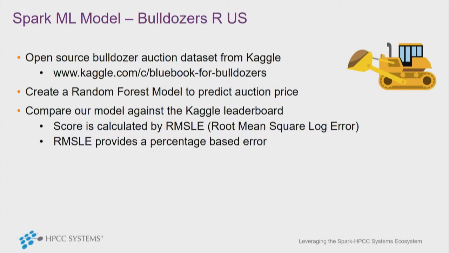One of the other things I want to point out is that the score on the competition is calculated in root mean square log error. That's a little bit different than your typical root mean square error. Essentially it's percentage based versus an absolute error. So if we predict our bulldozer price is $100,000 and it turns out to be $110,000, that's a pretty small difference, right? But if we said it's $20,000 and it turned out to be $10,000, that's still an absolute difference of $10,000, but it's a percentage difference of 50%. That's a pretty big difference, and that's what root mean square log error is going to give us. So you're going to see me take the log of the sales price when we get started.